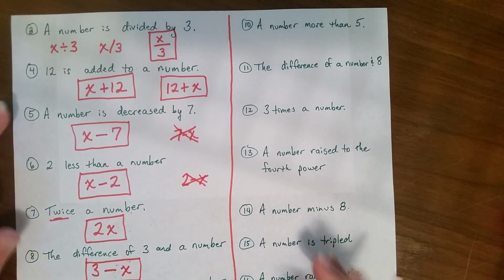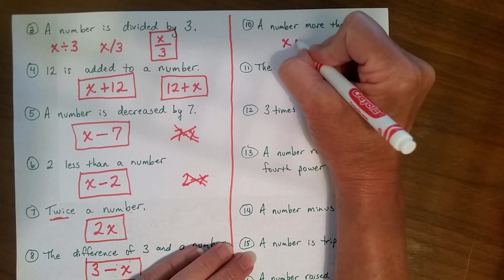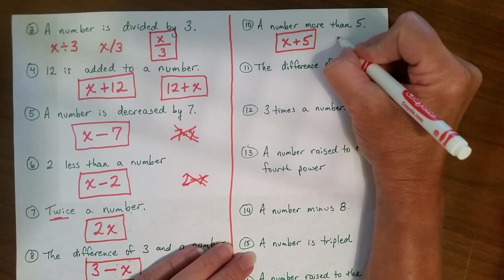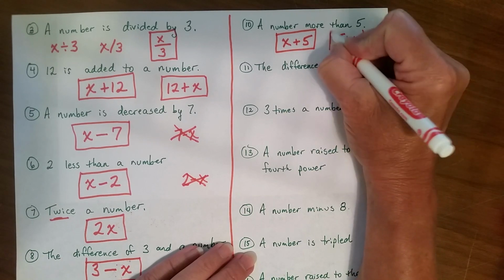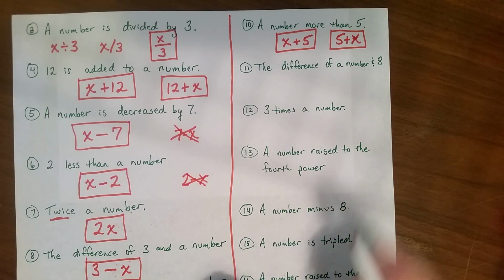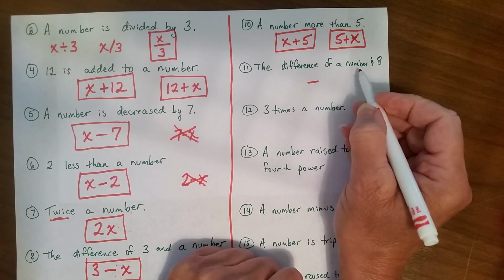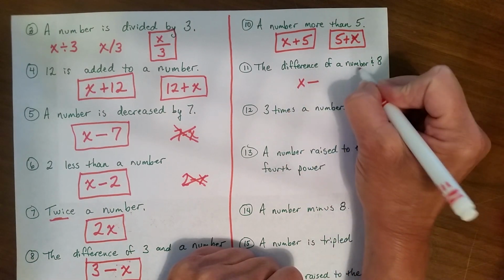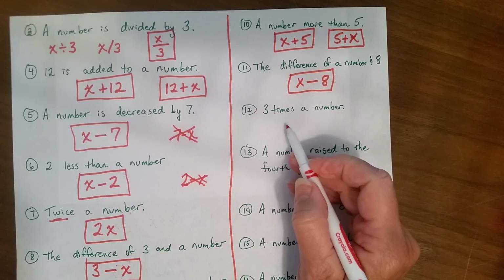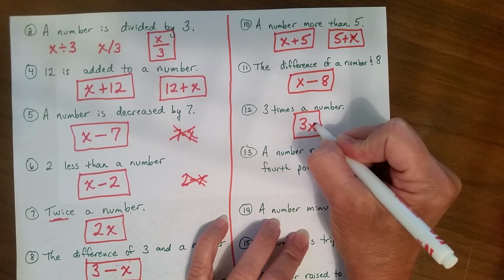Okay, next one. A number more than 5. So we start with a number more than 5. So a number more than 5 would look like that. Again, you could do 5 plus x. That would also indicate a number more than 5. Okay, number 11, the difference of. Oh, gotta have a difference. Difference of what? A number and 8. Okay, 3 times a number. I know that indicates times, so that's just 3x.